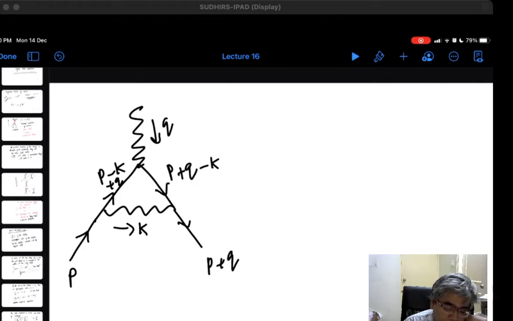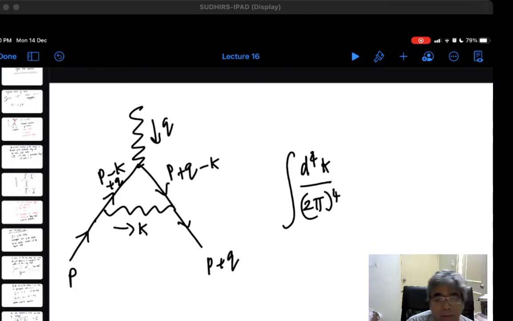Okay, now K is unconstrained, so when you assign all the states, you will have an integral d power 4 K, because we have to consider all possible momenta. There will be an integral for all the k's possible, because it's not constrained. You have to do an integral over all possible internal momenta. In the tree level process, the internal momenta, even if there is an integral, is constrained by the in and out states momenta. But this is not true anymore in this particular case.